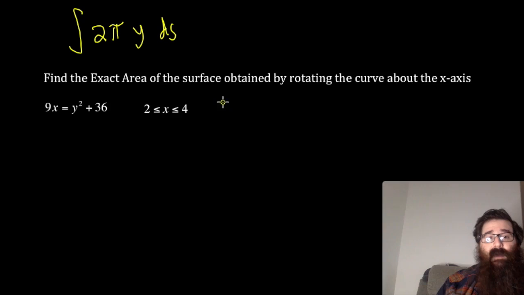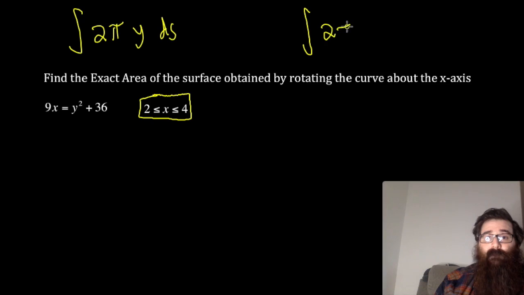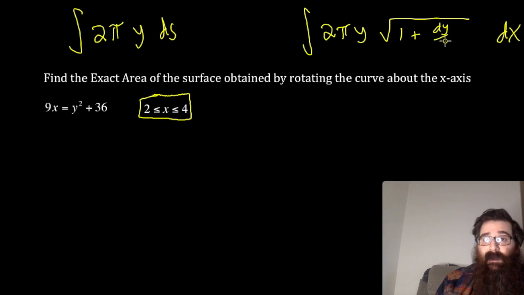Then, what I like to do next is I like to look at the bounds. My bounds are from 2 to 4 on x. Since my bounds are bounds on x, I don't want to change that if I can avoid it. So I'm going to try to set this up as an integral with respect to x, which means that I want to try to set this up as the integral 2 pi y, but I want ds to be in terms of x. So that's going to be arc length. I want this to be dx, which means I want this to be square root of 1 plus a dy dx squared term.